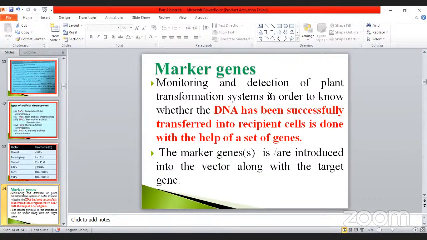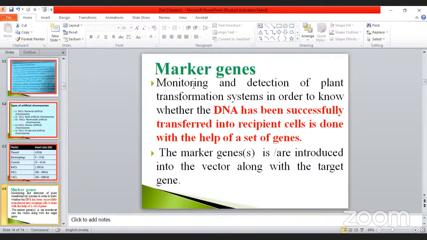This is also very, very important, just like DNA primer and RNA primer. Where do we use these things? RNA primer is mostly used for the transcription or replication process, isn't it? DNA primer is used in PCR, the polymerase chain reaction. Likewise, the marker gene is also very, very important and plays a role in genetic engineering and biotechnology.